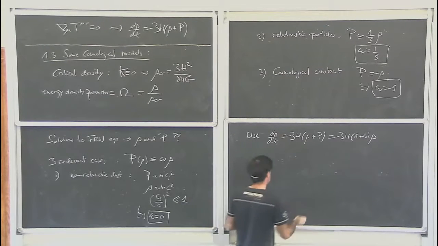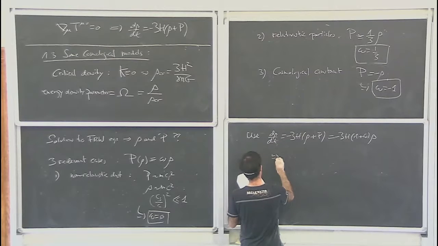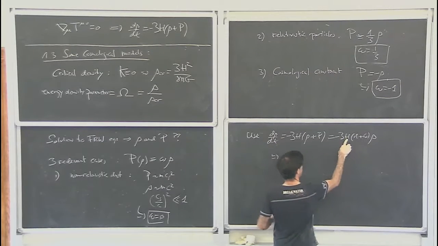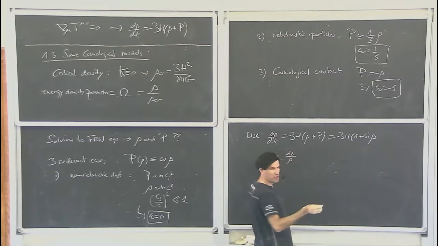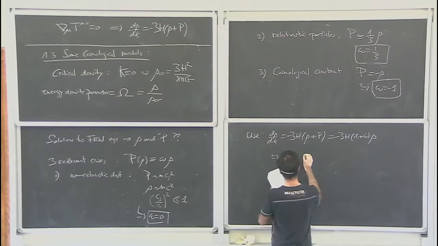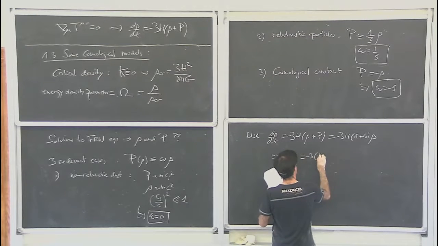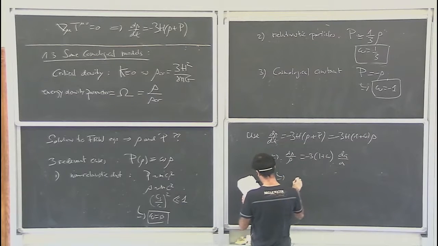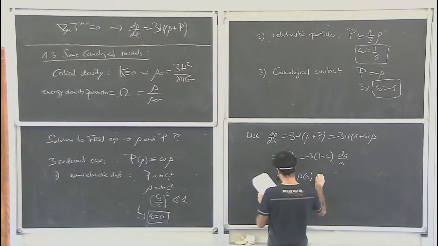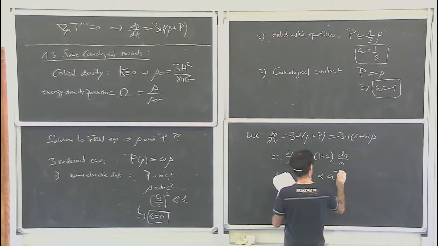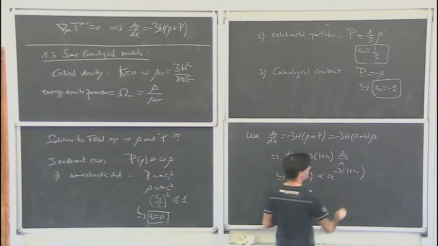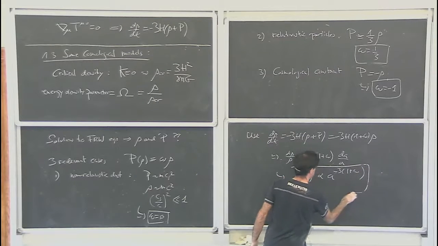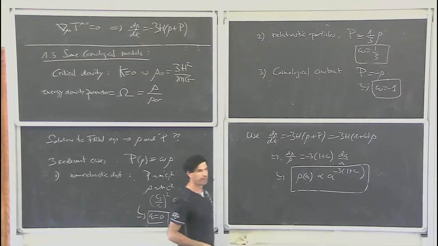And then, basically, you do a bit of massage. You write it this way, you move the rho to this side. H times dt gives you dA, so dA divided by A, and you get this, which you solve as rho of A goes like A to the minus 3 times 1 plus omega. Okay?